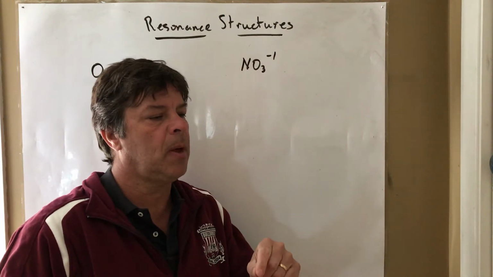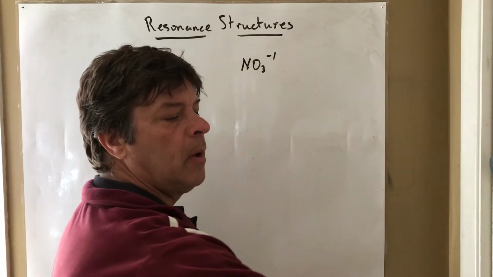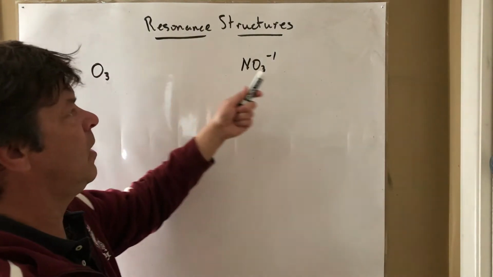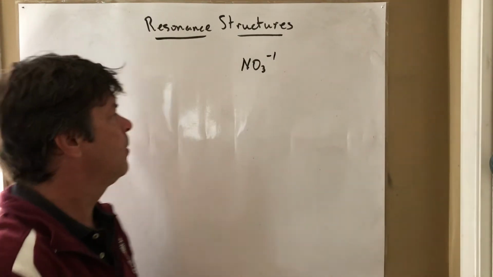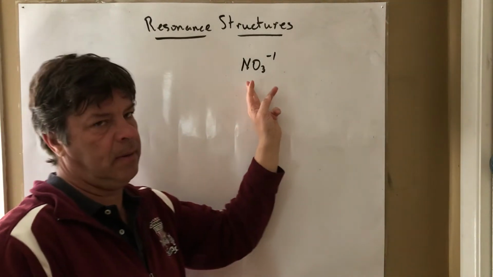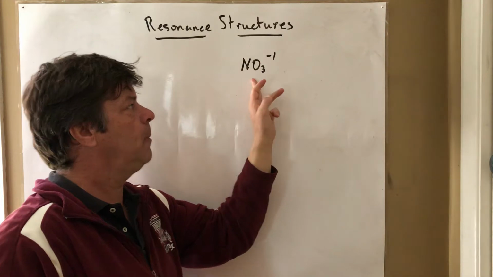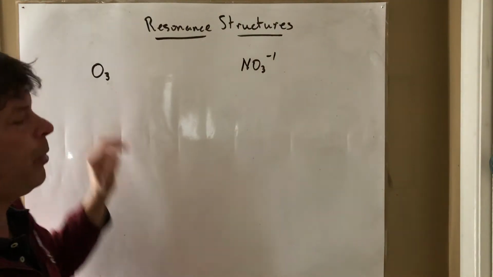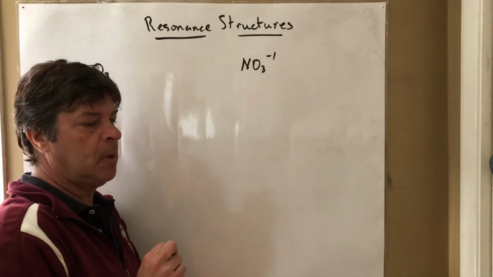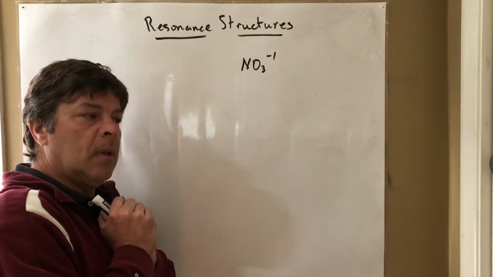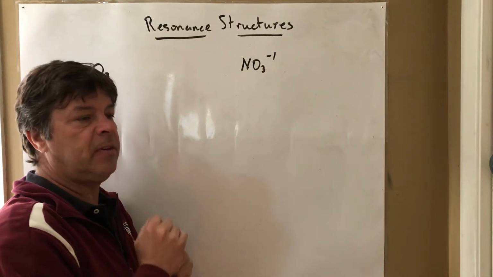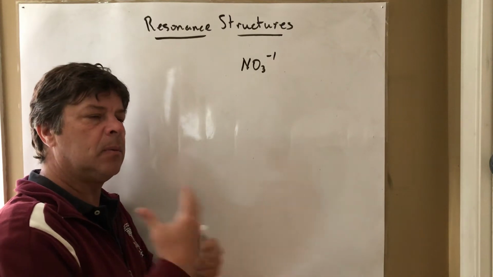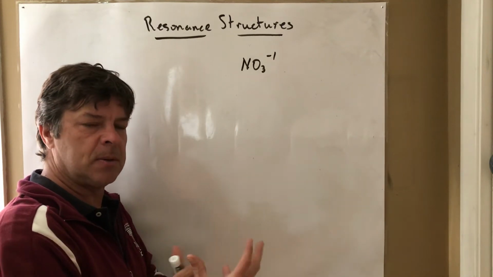There's one more thing about Lewis dot structures we want to go over, and that's what are called resonance structures. We're going to do two examples for you. Of course, you recognize that ion, nitrate, right? And this is O3, which is ozone. These follow the octet. We're going to use the tally method, and we'll see why these are special.